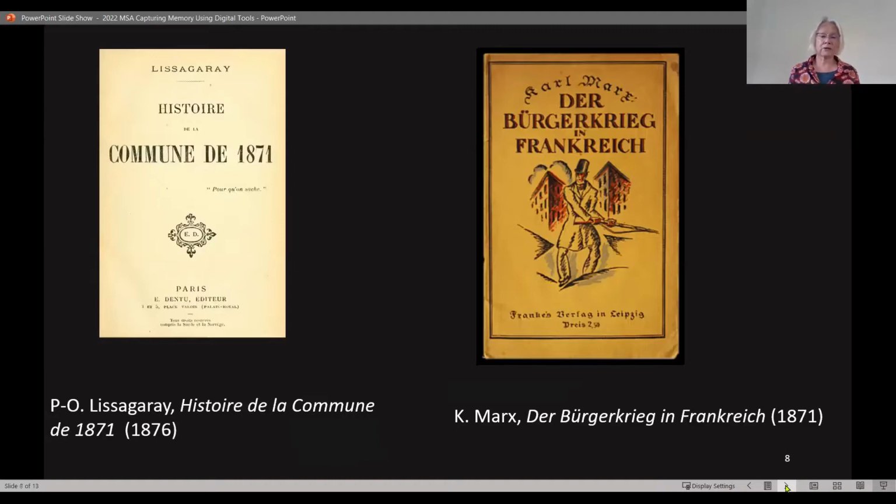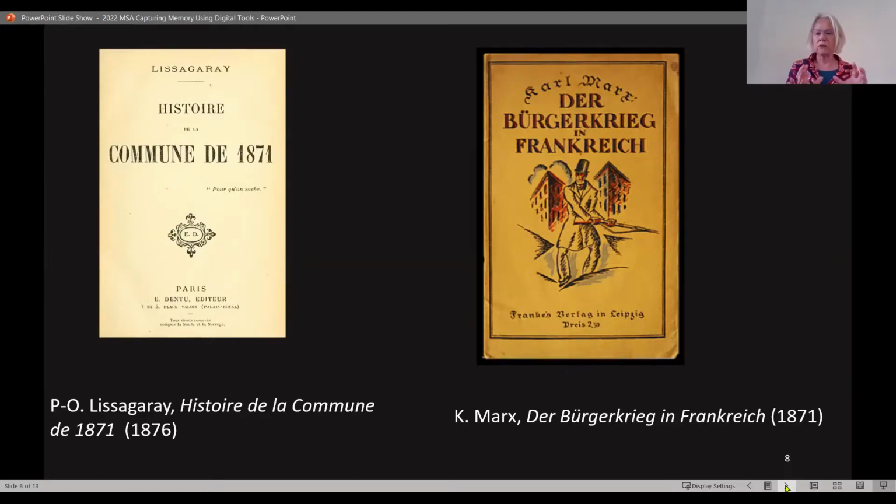The first example has to do with two very important texts about the Paris Commune. The Paris Commune is one of the very central foci of our research. The first one is Lissagaray's Histoire de la Commune, which was written in 1876, and the other one, more familiar to most of you, is Karl Marx's The Civil War in France, which was produced in 1871, so almost contemporaneous with the events. Lissagaray is an eyewitness testimony to the events.